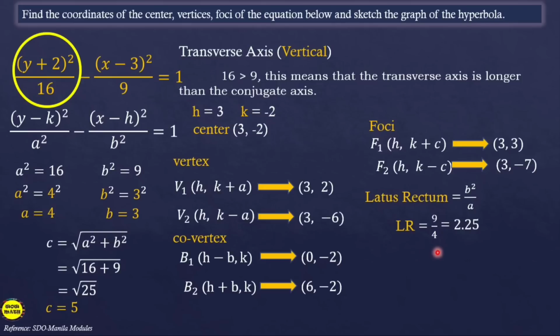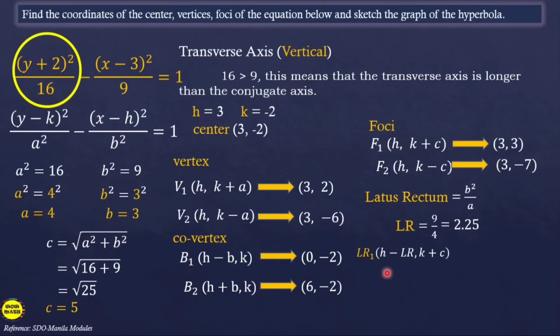Ito naman ay yung layo niya mula sa focus natin. So, kapag yung transverse axis natin horizontal, ang pagkuha natin ng latus rectum mula sa focus towards y-axis. So, kung ito ay vertical, so kagaya nito, nung example natin, vertical yung transverse axis natin, mula sa focus, magmumove tayo towards x-axis. So, ganyan ang pagkuha ng latus rectum.